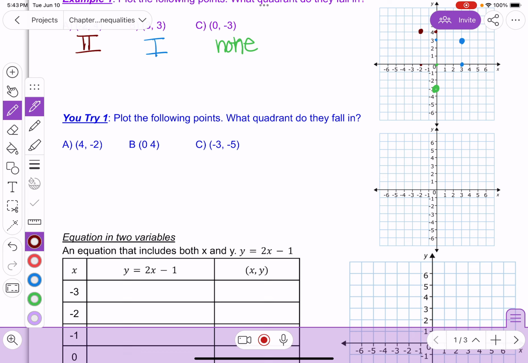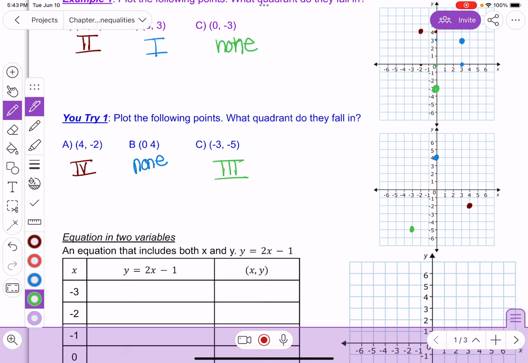So A is going to be 4, -2, so that's this point right here in quadrant 4. B is 0, 4, so that's on the y-axis, so it is not in a quadrant. And C is -3, -5, so that's this point, which is in quadrant 3.